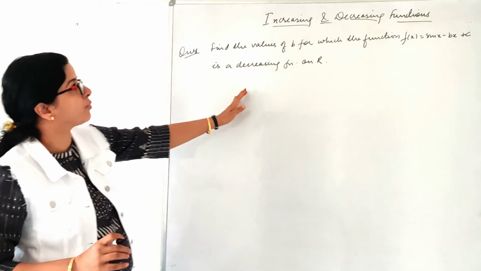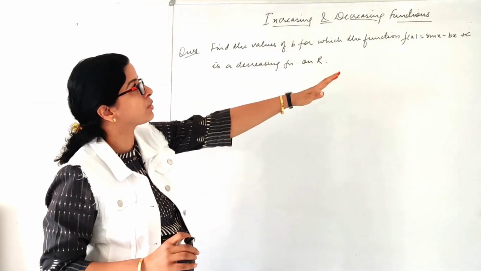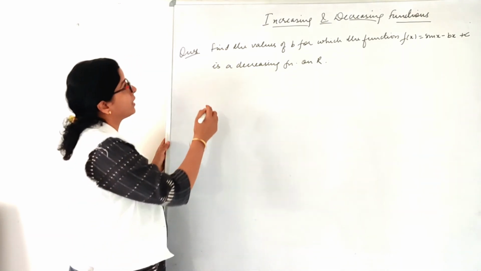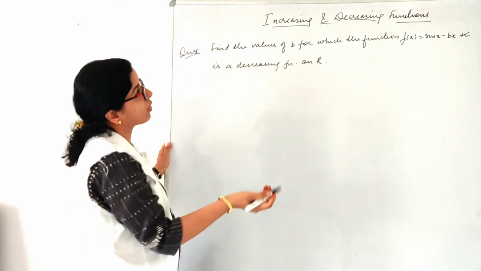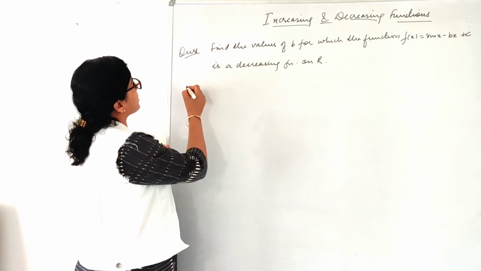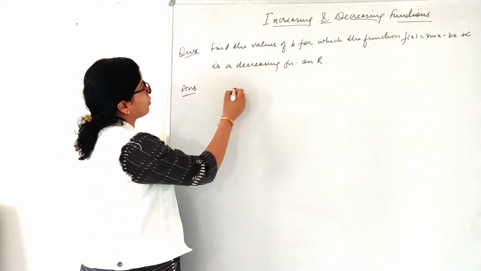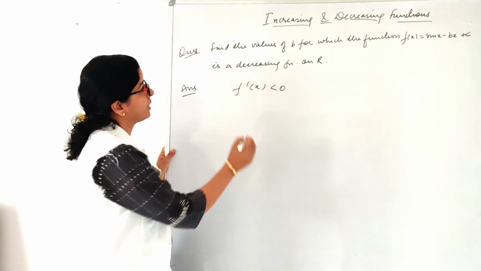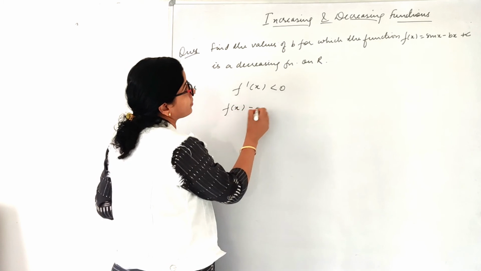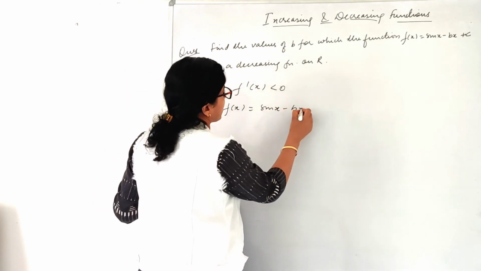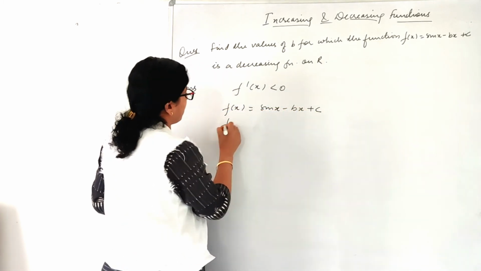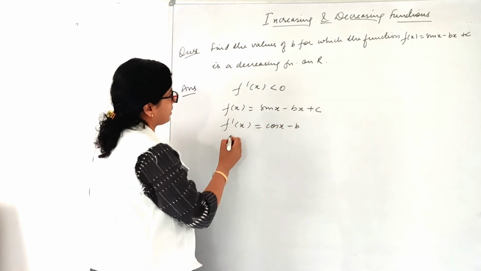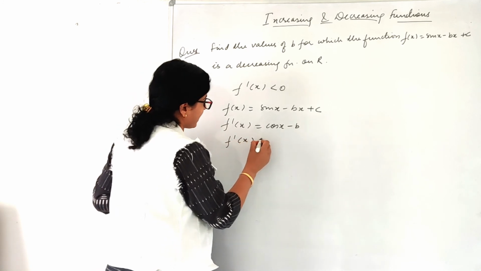Find the values of b for which the function f(x) equals sin x minus bx plus c is a decreasing function on R, right? So we have been already given this is a decreasing function on R. So what does that imply? For a decreasing function, f dash x is less than 0. Okay, so my f(x) is sin x minus bx plus c. f dash x will be cos x minus b. It's already given to us f dash x is less than 0.